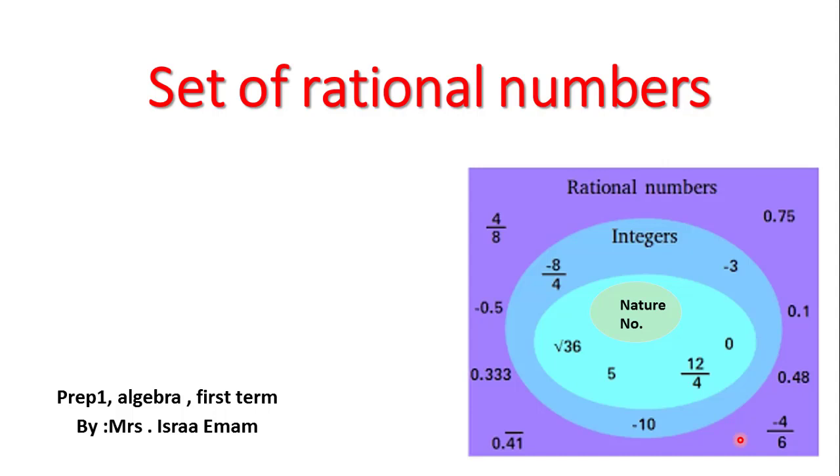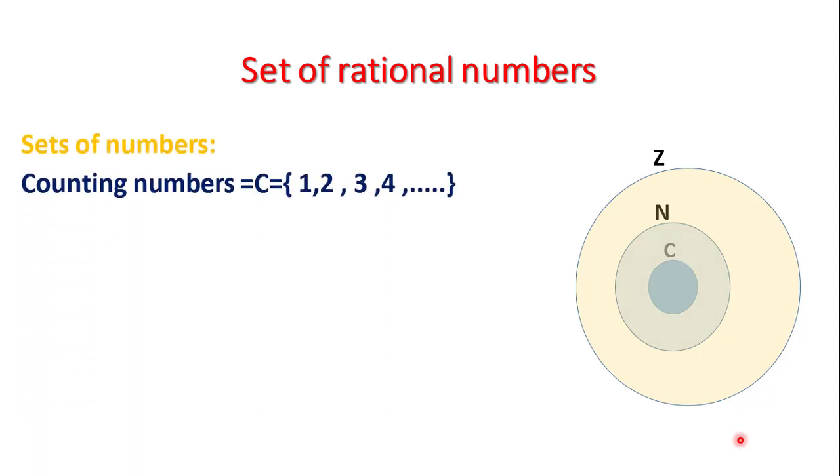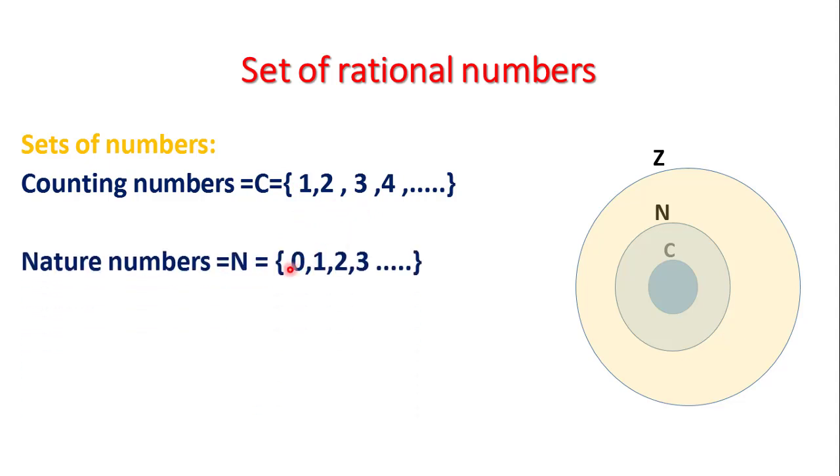Before we start, I want to revise some sets of numbers we studied before. The first one is the counting numbers. What do we mean by counting numbers? The counting numbers are numbers we use when we are counting, so we start with 1, 2, 3, 4, and so on. Then, by adding 0, we get the natural numbers. Natural numbers consist of 0, 1, 2, 3, and so on.